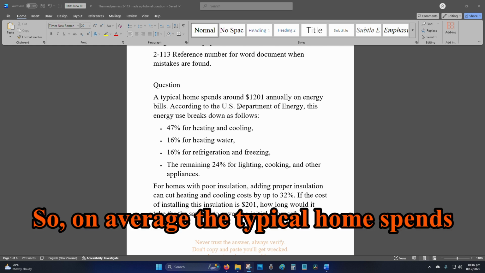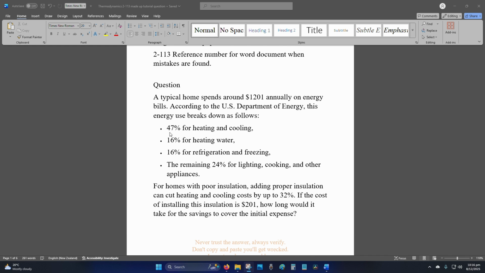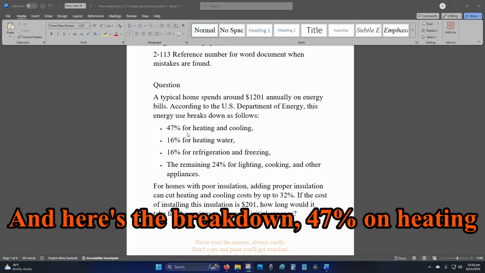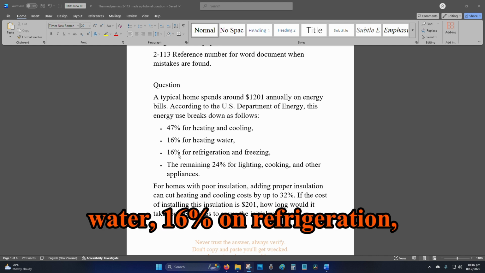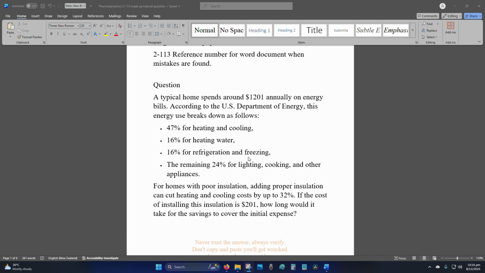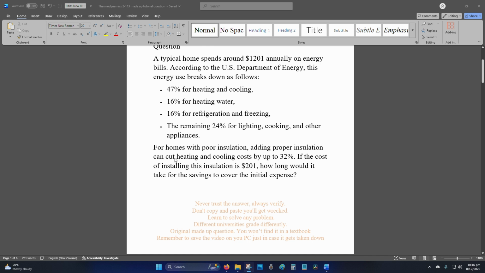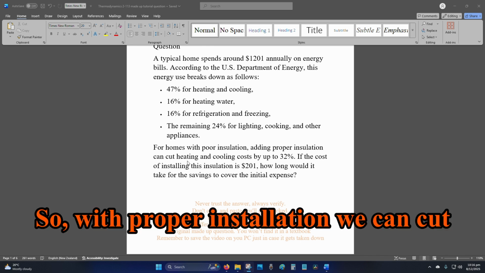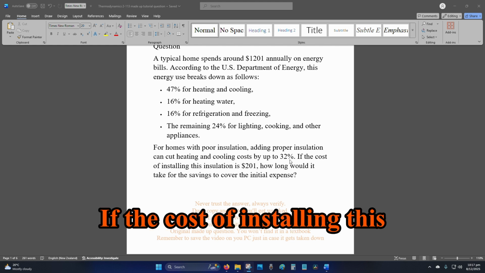So on average, the typical home spends $1,201 a year on energy. And here's the breakdown: 47% on heating and cooling, 16% on heating water, 16% on refrigeration, 24% for lighting, cooking, and other appliances. So with proper installation, we can cut heating and cooling by up to 32%.